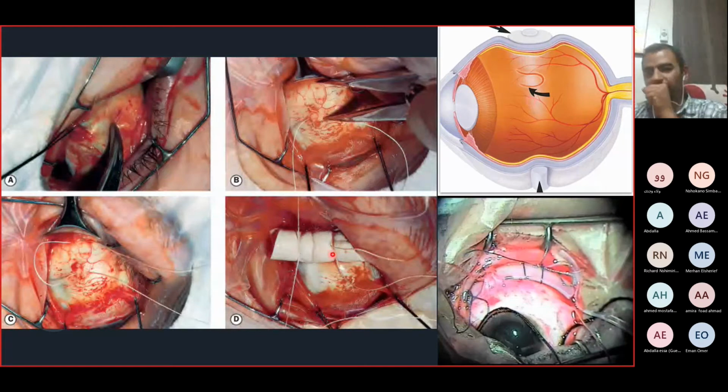Okay, you can put either a silicone sponge like that one or a band and a tire like that one. The idea of the buckle is that it pushes the sclera inwards, so it will resolve the vitreous traction on the break. So you have the vitreous causing some traction on the break. You want to relieve that traction, so you push the whole sclera inwards so that the break will become closed in a better way.